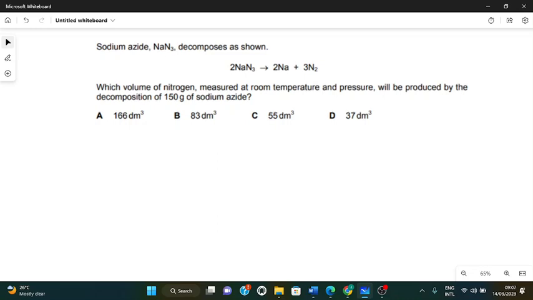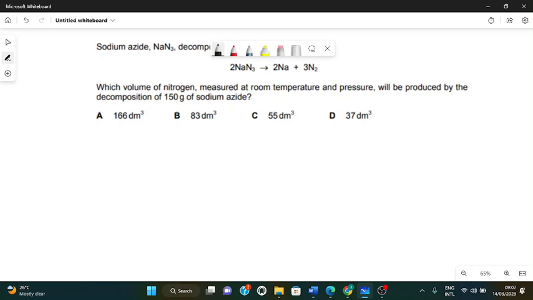From the equation, 2 moles of sodium azide react to give 3 moles of nitrogen, and 1 mole of any gas occupies a volume of 24 dm³. So 3 moles of nitrogen gas will occupy 3 times 24 dm³, which is 72 dm³. I'm going to use a different approach to this question. Whichever method you are comfortable with, please feel free to use it, because at the end of the day, you still arrive at the same answer.